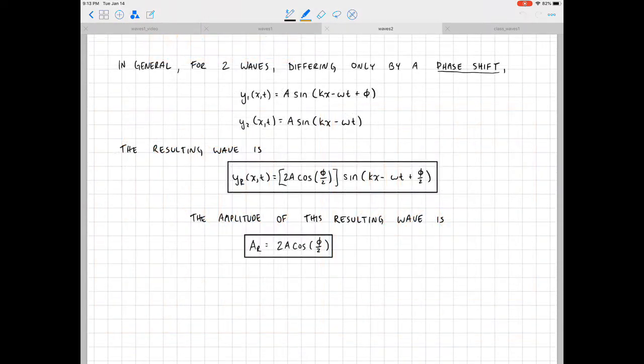Now, having said all of that, in general, if we've got two waves that differ only by a phase shift, so pretty much exactly what we had in those last two figures, then the resulting wave, when you add the two waves together, is given by this expression. And so that's just combining this and this. Essentially, what we're doing is we're adding these two waves together. And it turns out, using some trig identities, you can turn this sum into this expression right here. Right? And the thing that you want to notice is that the amplitude of the resulting wave is just given by this leading coefficient out front.